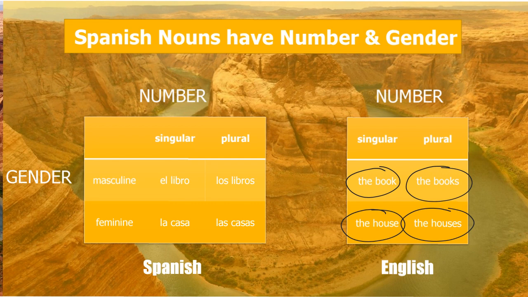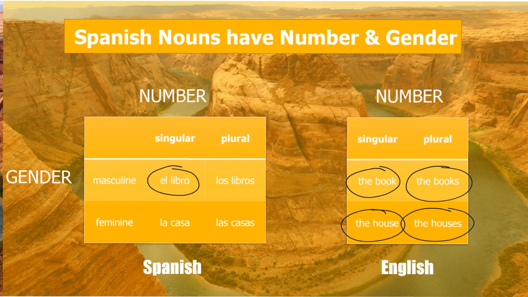In Spanish, it's a little bit different. When you see a noun in Spanish, like book or house, which are libro and casa, you need to know whether they are in their singular or plural form, just like in English, but you also need to know whether they are a masculine or feminine noun.